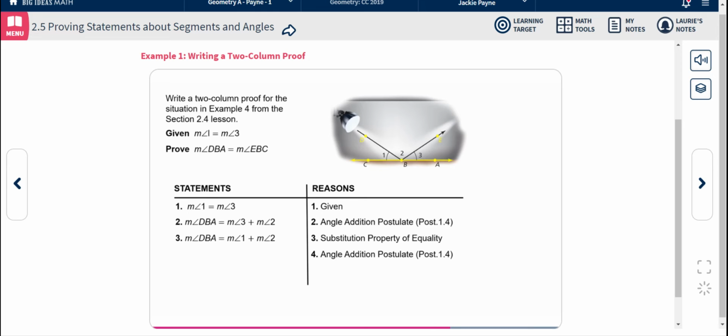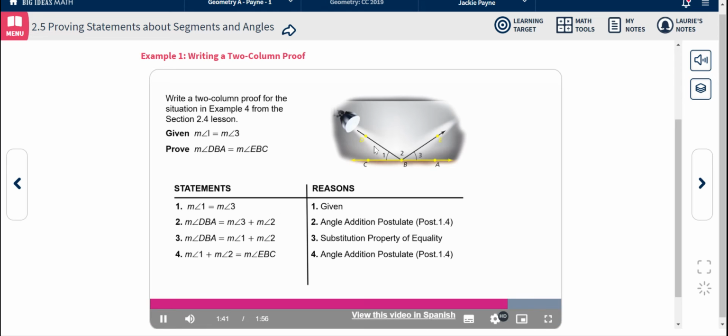Using the angle addition postulate, the measure of angle 1 plus the measure of angle 2 is equal to the measure of angle EBC. Because the measure of angle DBA is equal to the measure of angle 1 plus the measure of angle 2, and the measure of angle 1 plus the measure of angle 2 is equal to the measure of angle EBC, then by the transitive property of equality, the measure of angle DBA is equal to the measure of angle EBC.